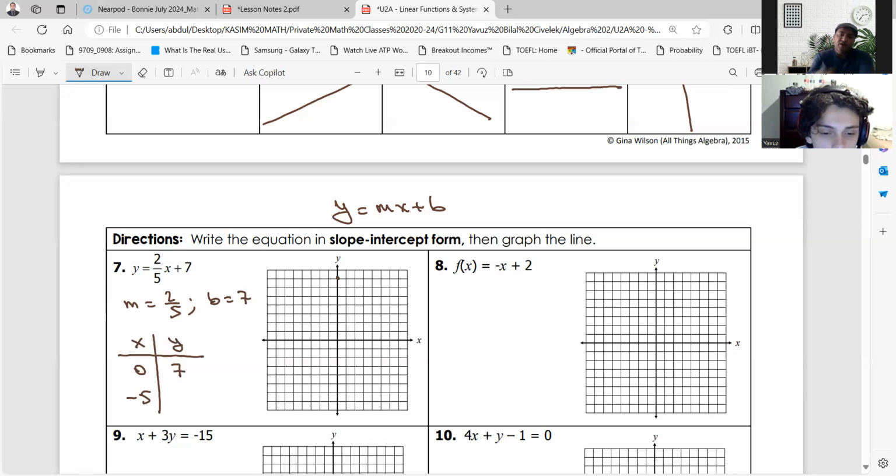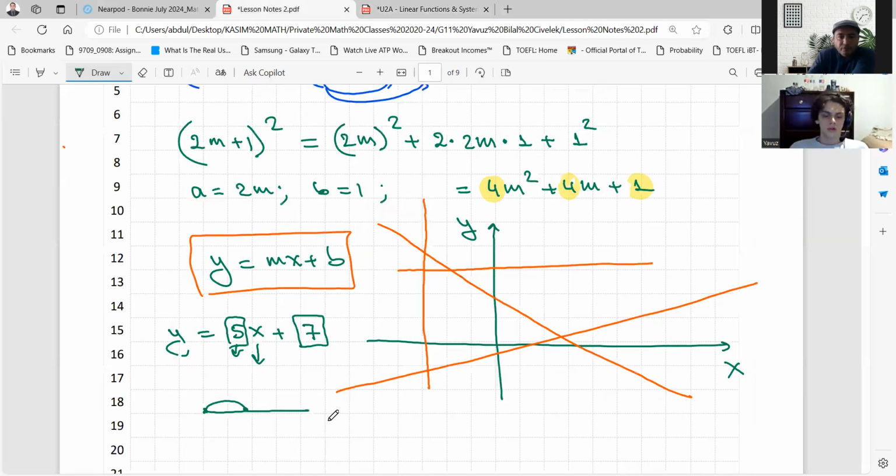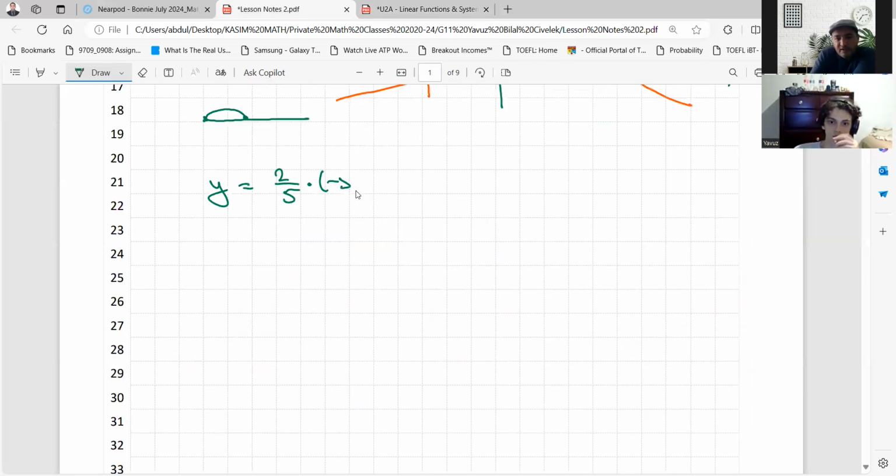35? Right? Because here we have y is equal to 2 over 5 times x, where x is -5, plus 7. -5 over 5 is -1. -1 times 2 is -2, plus 7. It is 5, right? So it's 5.